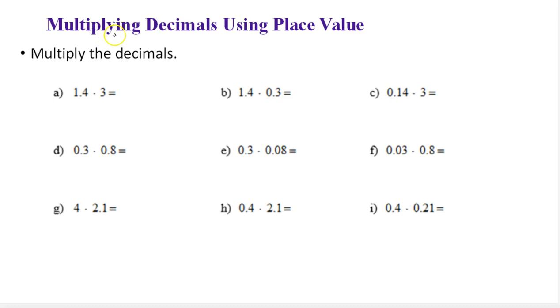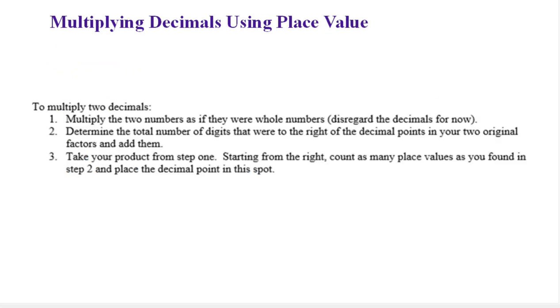In this video, we're going to multiply decimals using place value. So we're instructed to multiply the decimals, and just remember from the previous result, to multiply decimals, we multiply the two numbers as if they were whole numbers. We're going to determine the total number of digits that were to the right of the decimal point in our two factors, add them together. Then we're going to take our whole number product and, starting from the right, count as many place values as you found in step 2, and that's where we're going to put the decimal point.